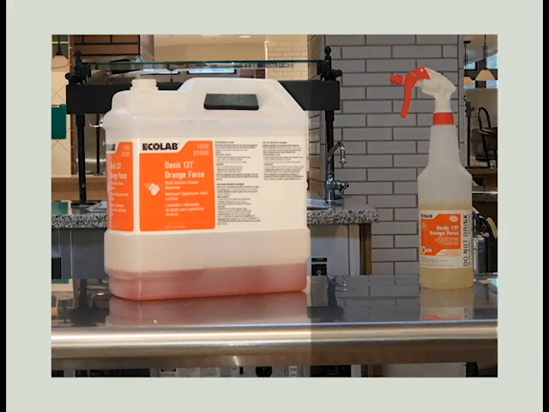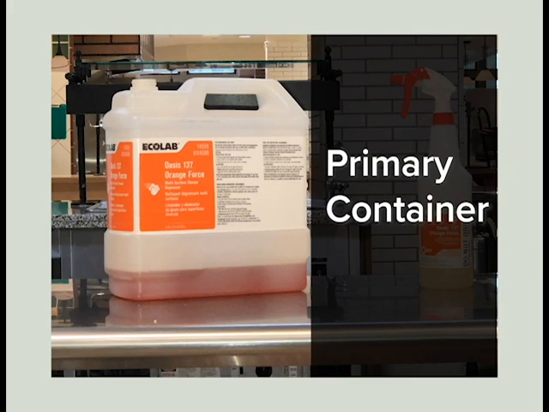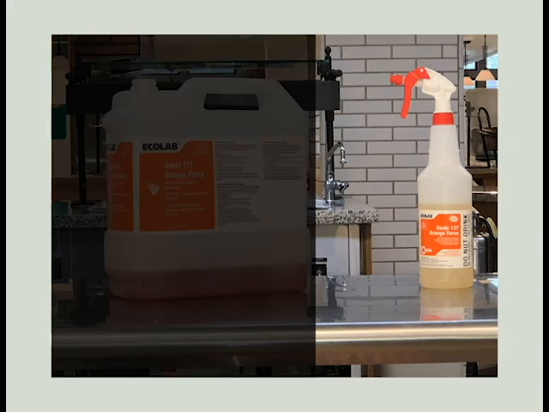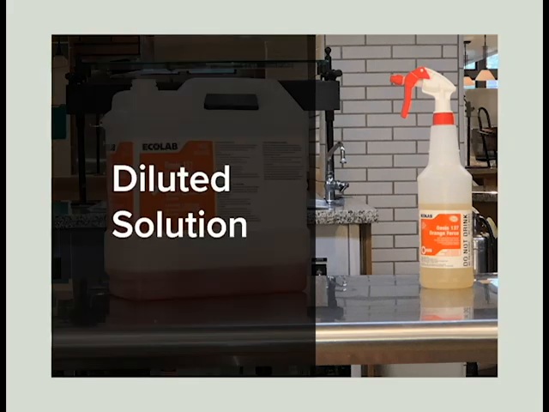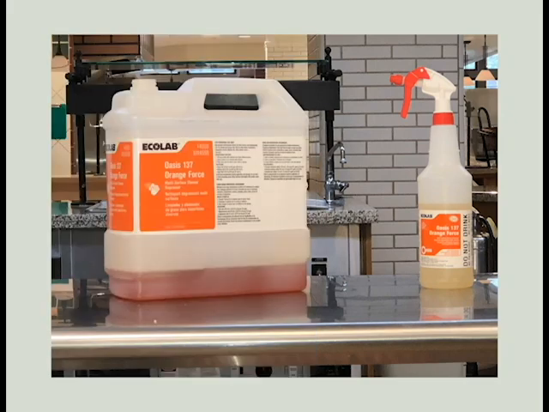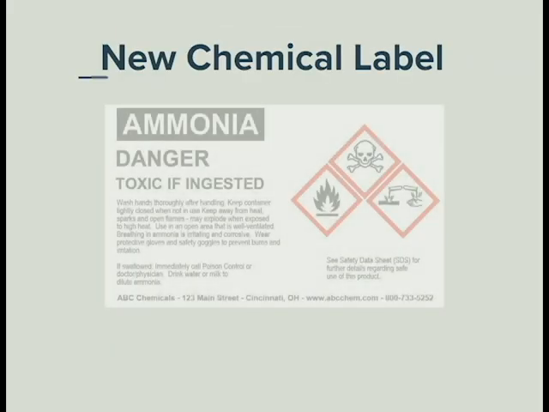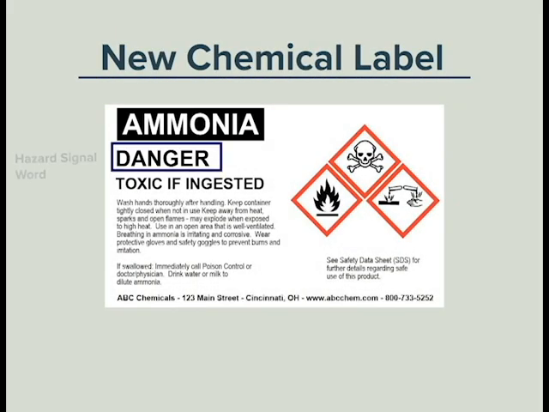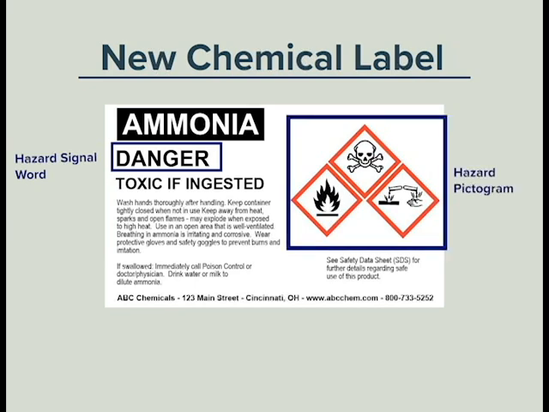This is because the container on the left is the primary container and contains a high concentration of Oasis 137. The bottle on the right is a diluted solution and has a secondary label. The secondary label should contain the chemical name and the hazard pictogram. The new chemical label will look like this one. The hazard signal word identifies a possible hazard associated with the chemical. The hazard pictogram is the diamond with the picture inside.